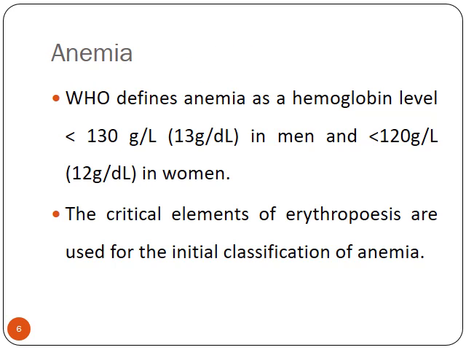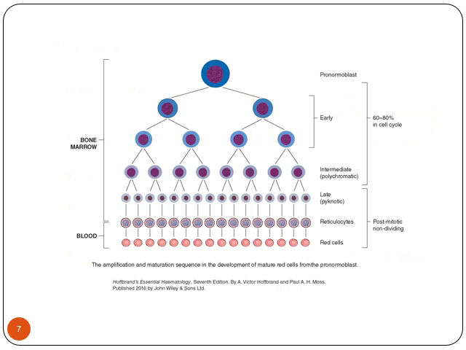As you have already known, WHO defines anemia as a hemoglobin level below 13 grams per deciliter in men and 12 grams per deciliter in females. The critical elements of erythropoiesis are used for the initial classification.